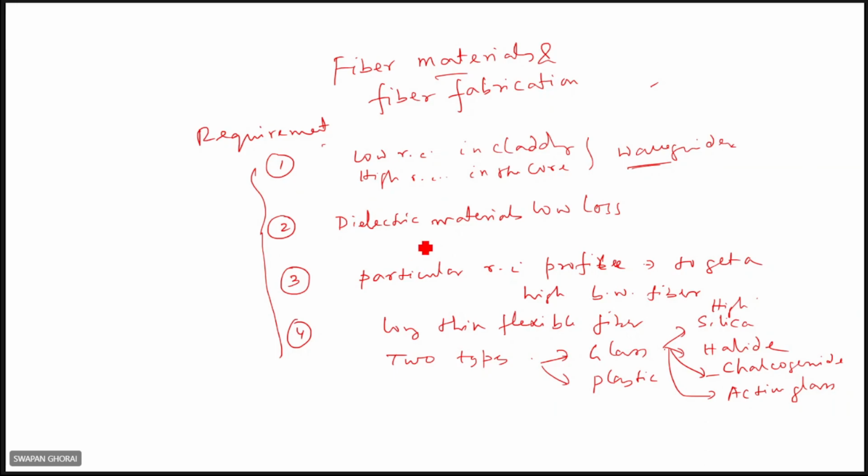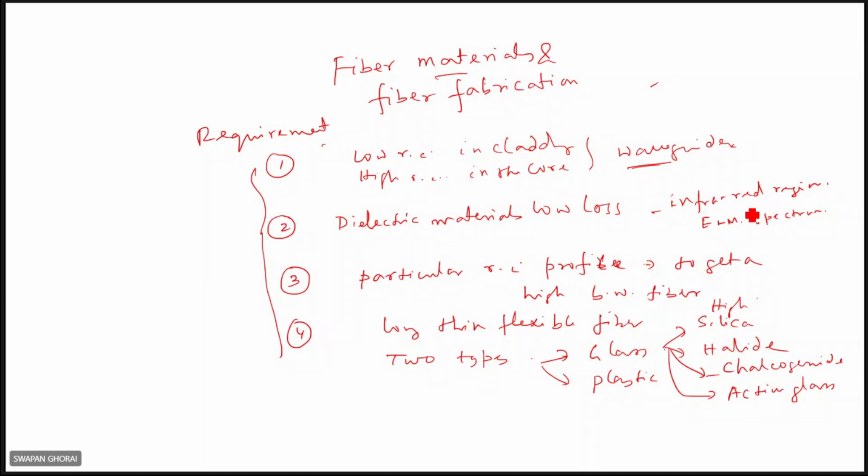We'll see the different materials. These materials must have low loss in the infrared regions of the electromagnetic wave spectrum. In the very first class I showed you the electromagnetic spectrum, from radio waves to cosmic rays. But in fiber optics, all the spectrums are not used. Only the infrared region is used.